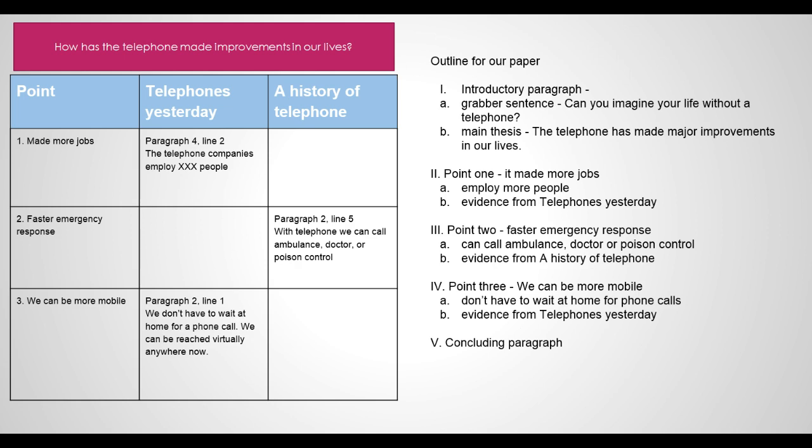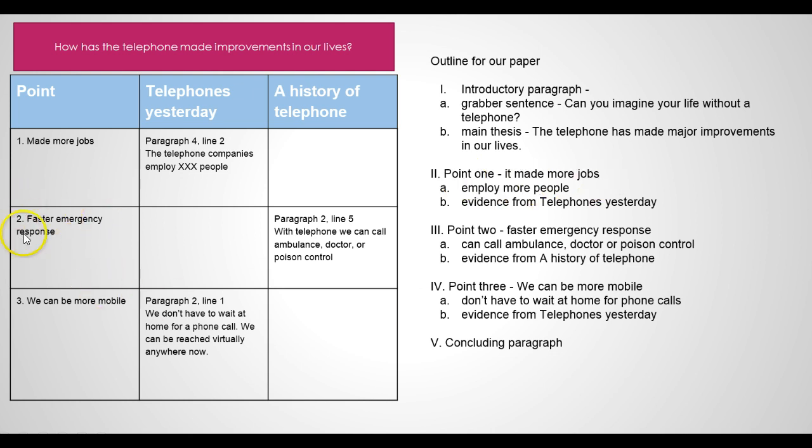Here is the graphic organizer from section 2, and see how we move the information over to my outline. It's very simple. The title was, How Has the Telephone Made Improvements in Our Life? Notice that's the main thesis of my graphic organizer, and there it is, main thesis. The telephone has made major improvements in our lives. I have my 3 points. Point 1, made more jobs. Point 1 here, it made more jobs.